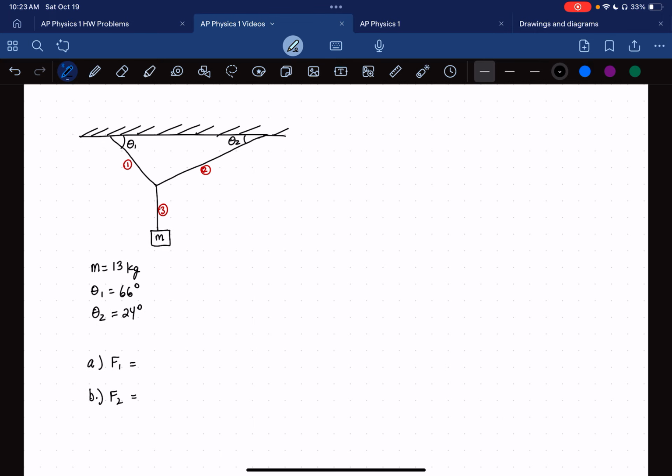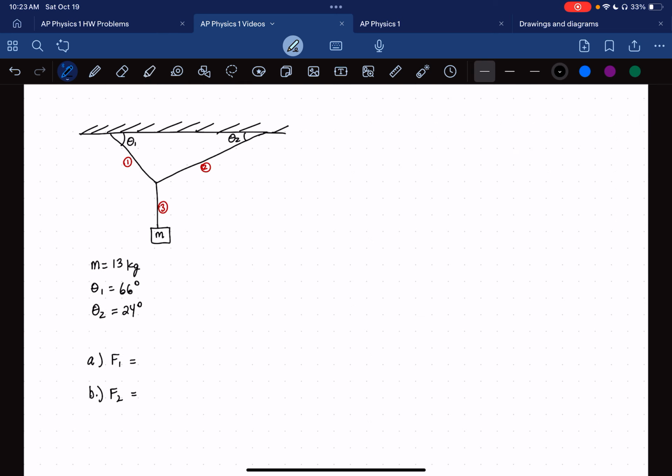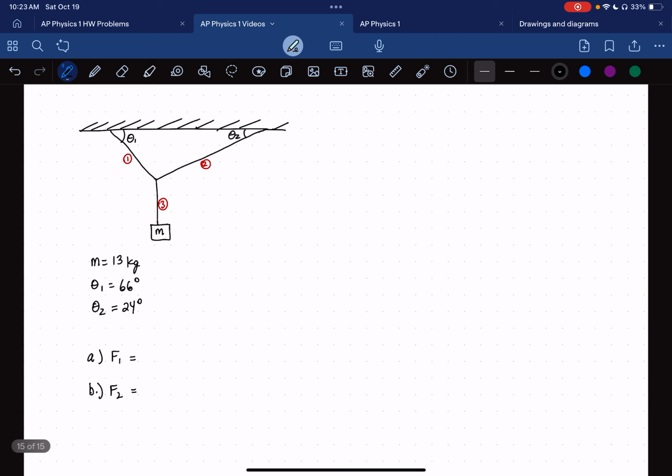And the mass is 13 kilograms. Theta 1 and theta 2 are 66 and 24 degrees respectively. And our questions are simple. Let's figure out the tension force in the first rope and the tension force in the second rope. We don't care about the tension in the third rope, which we could actually talk about right now.